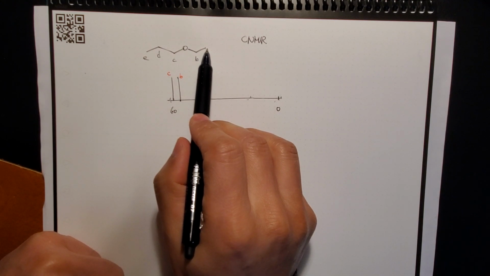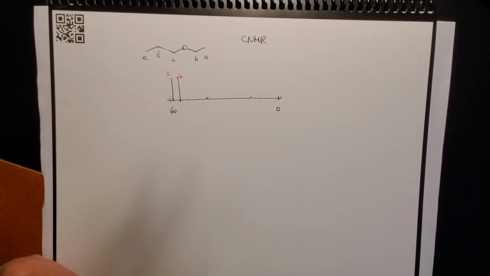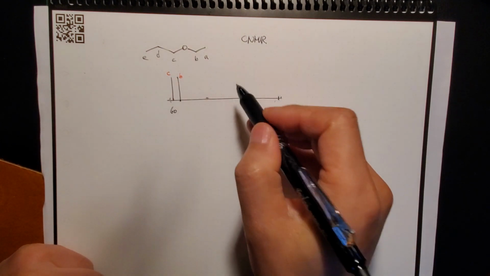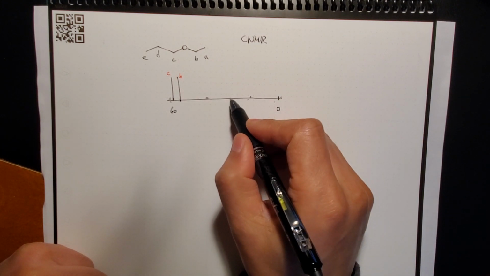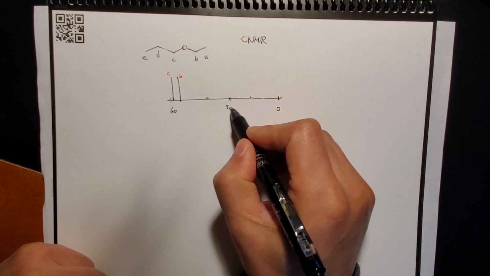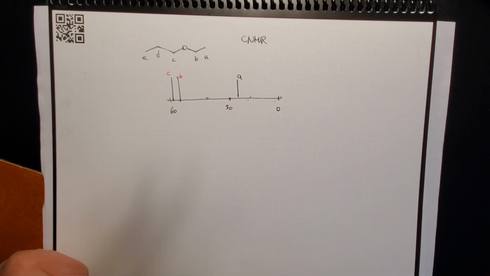This one has an oxygen in the beta position. So roughly speaking, like I said, about half. So about 50, 60. So if this was a 30, somewhere around here, you expect A.